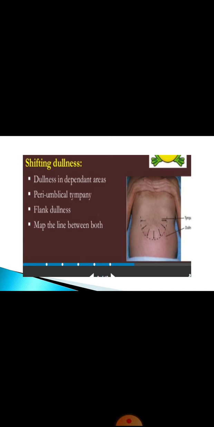So for shifting dullness, there are certain criteria. First, there is periumbilical tympany or resonance, and then there is flank dullness, usually in the dependent area, and we map the line between them. This figure shows dullness in the dependent area, leaving the tympany above it, and when the patient is on his side, tympany starts to be in the dependent position, leaving the other side resonant or tympanic.